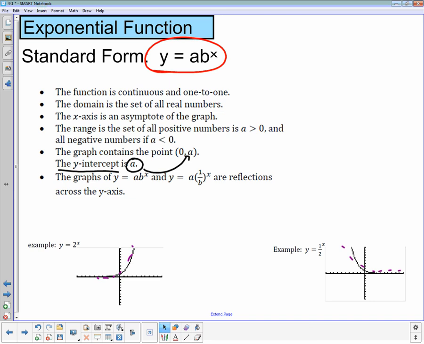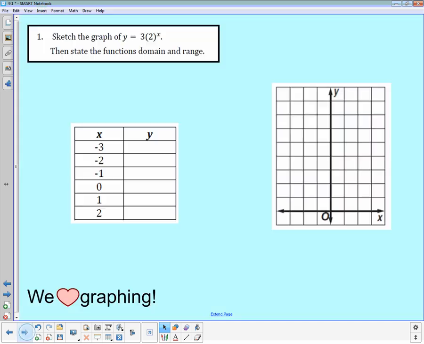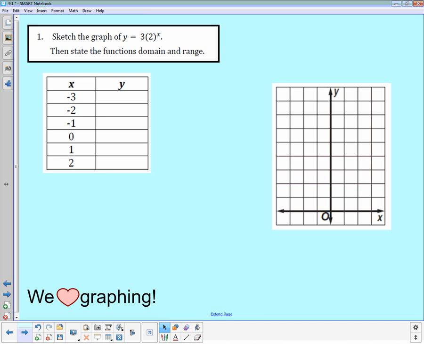So let's just try graphing a couple of these things. In number 1, I want to sketch a graph of y is equal to 3 times 2 to the x. Now we're going to do the same things that we have always done in the past. I'm going to take that equation and I'm going to plug it into my graphing calculator. I set up a table here for you. So why don't you go ahead and plug that into your graphing calculator and see if you can figure out what values are supposed to go in that table.